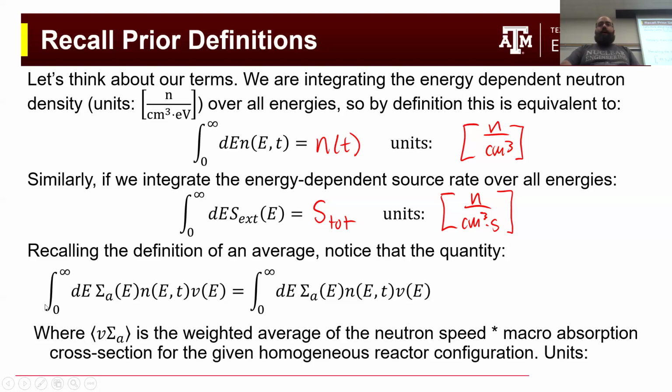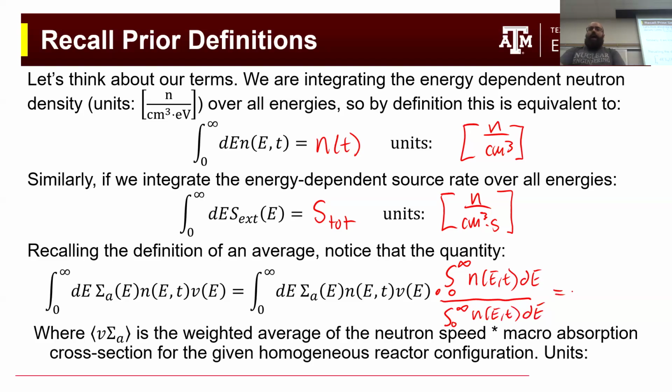And then with this absorption integral, we're going to write it as itself, and then we're going to try to multiply top and bottom by something to make this look like an average. So if I multiply top and bottom by the integral from 0 to infinity of my energy dependent neutron density, I'm going to do that on the top and on the bottom. I've just taken the right-hand side and multiplied top and bottom by the same thing. So mathematically, I haven't changed anything.